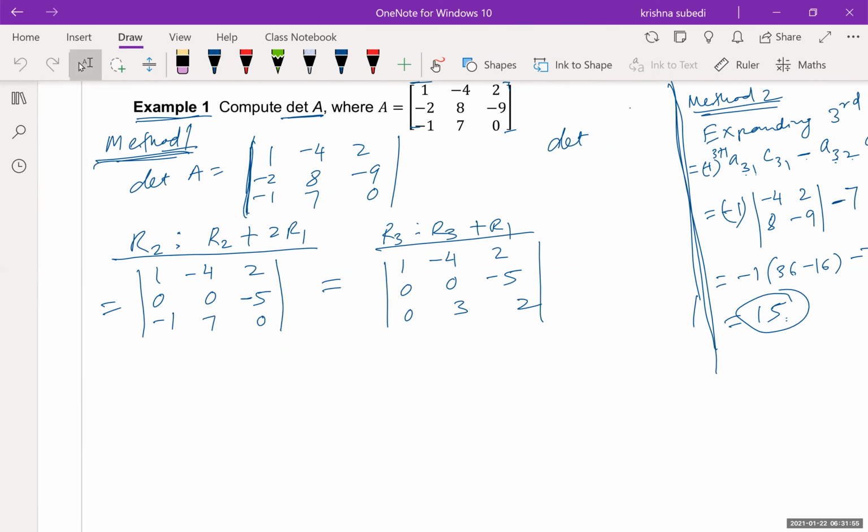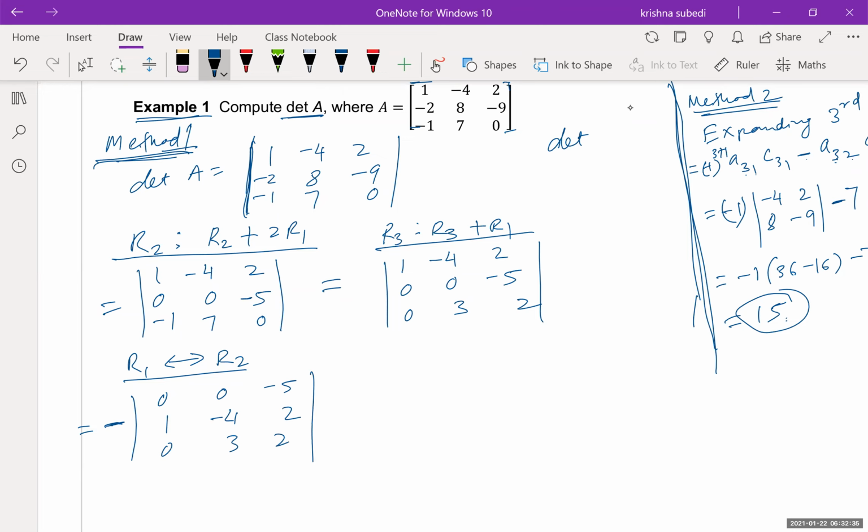Let's try another property. Let's say R1 and R2, let us interchange. What happens? Guys, again, you don't have to do it this way. I'm just trying to play around a little bit here with all those properties. What we'll get here is that, remember, in this case, we must change the sign. If we interchange the row, sign must be changed. So I'm going to change R1 and R2. Let's say I'll get 0, 0, -5, 1, -4, 2, 0, 3, 2.